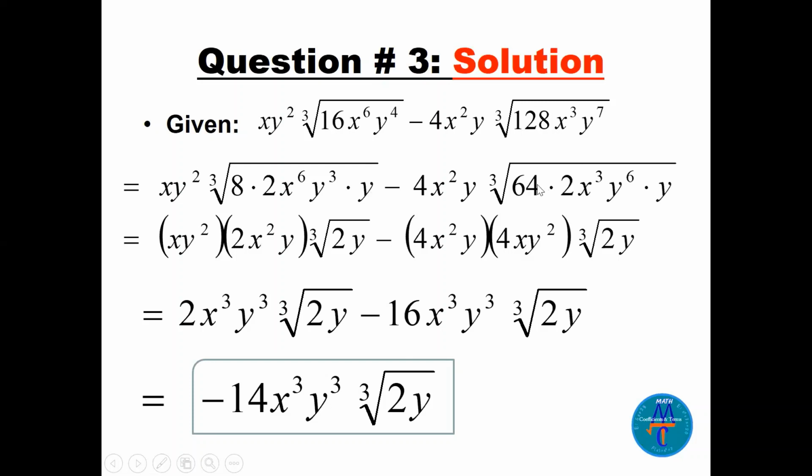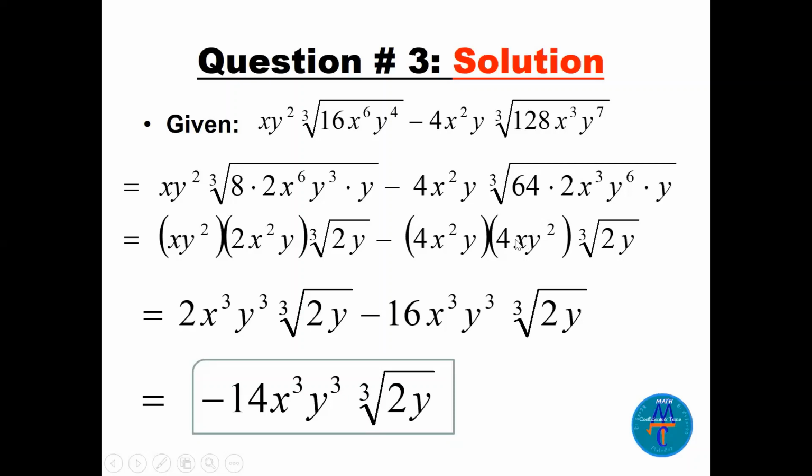Let's look at the other one. 128. I can write this as 64 times 2. Why 64? 64 will be 4 cubed, so 4 times 4 times 4. See this 4 from the question. See this 4, 4, 4, x squared y. This is from the question, first bracket.